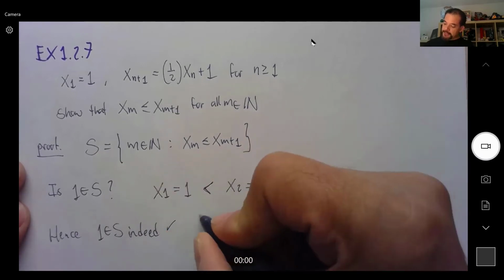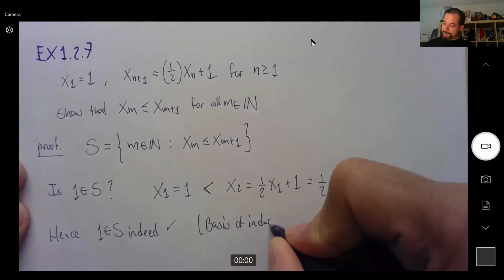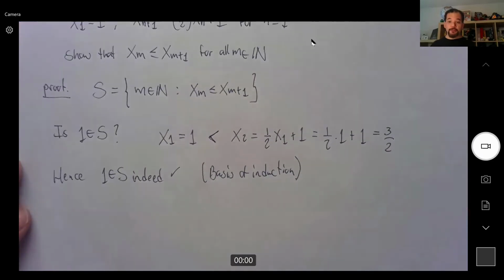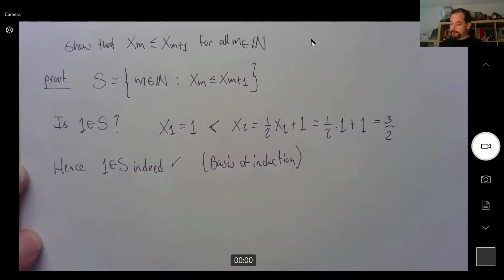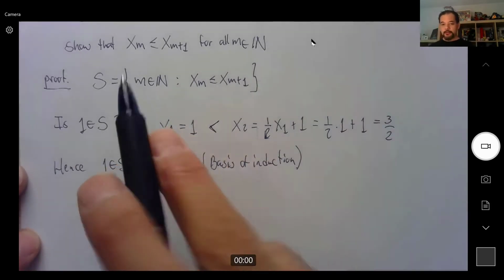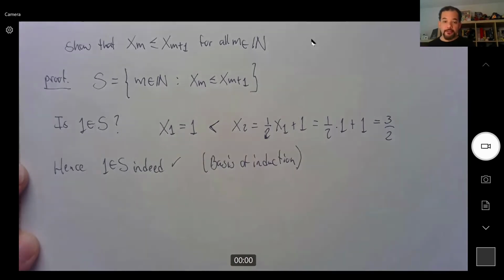We call this the basis of induction, by the way. And the next thing, we call it the inductive step, which is what I'm going to do now, right? How do we do the inductive step? Well, we assume, in this case, I'm using M instead of N, but that really doesn't matter. We assume that M belongs to S, and we see if we could use that information to show that that same property holds for the next number, for M plus 1.